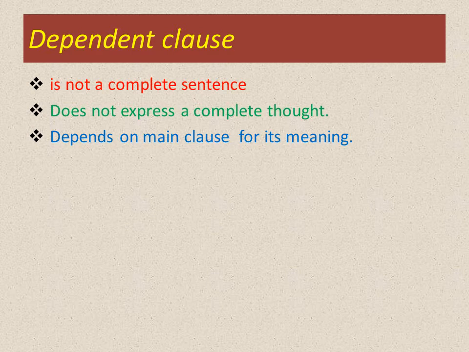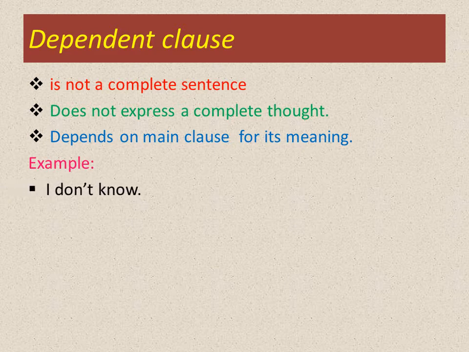To understand this, let us see an example. I don't know. Is it a clause? Yes, it is a clause because subject I is there, verb know is there. So it is a clause. It is giving a complete meaning. So it is a main clause or an independent clause.